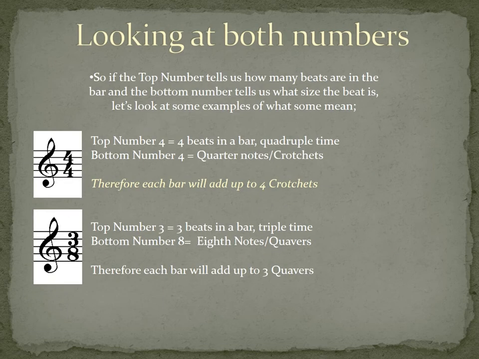So therefore, if we look at both of the numbers, the top number tells us how many beats are in the bar and determines whether it's duple, triple or quadruple. And the bottom number tells us what size the beat is. So let's have a look at some examples.